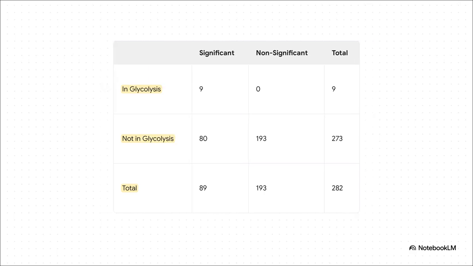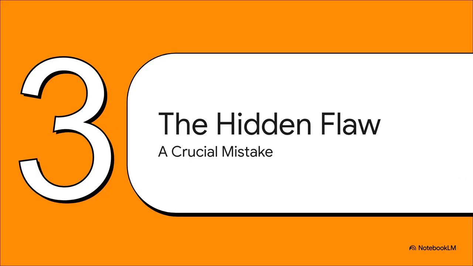All right, let's leave the urn behind and look at some real data. This comes from an experiment on fasting mice. So now, instead of drawing balls, we're looking at metabolites that are in the glycolysis pathway. And just look at that top row. There are 9 metabolites in this pathway, and in our experiment, all 9 of them turned out to be significant. 0 were non-significant. I mean, that looks like a slam dunk, right? An incredibly strong signal.